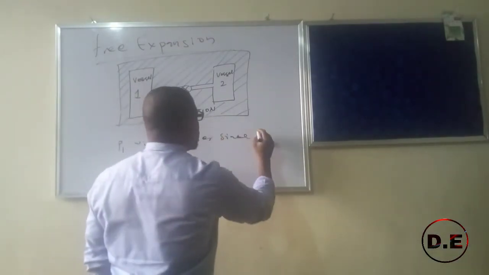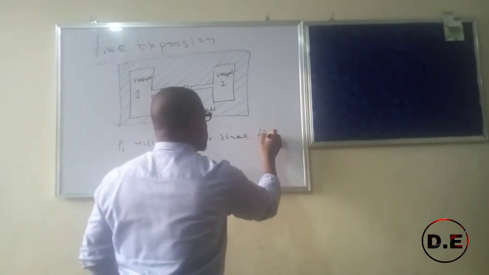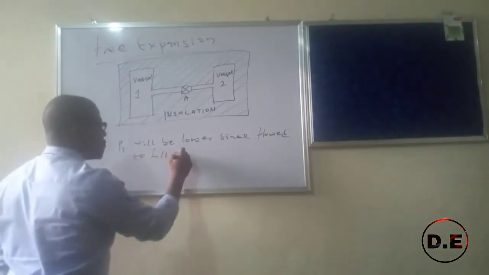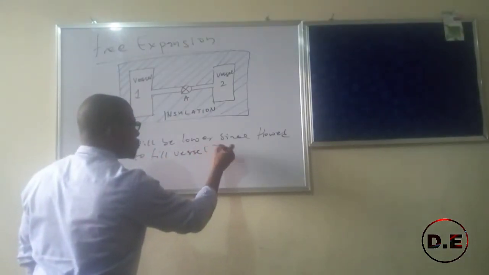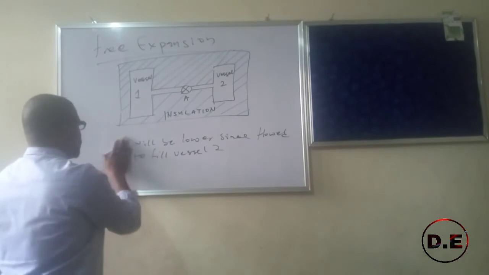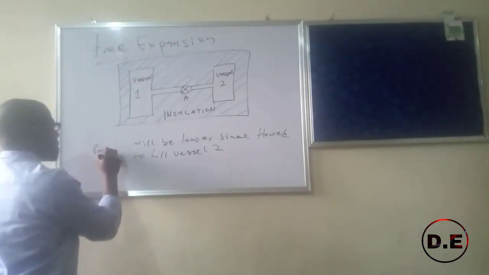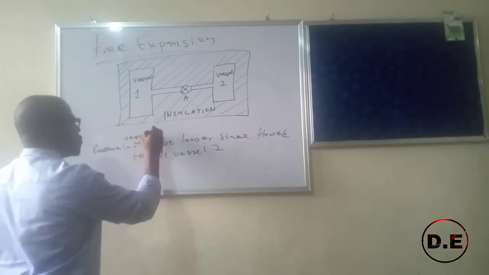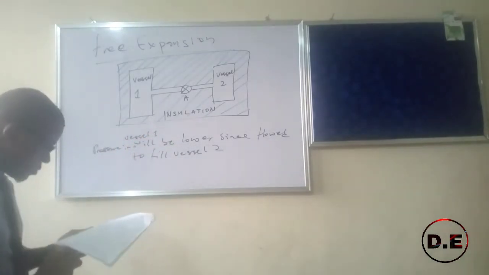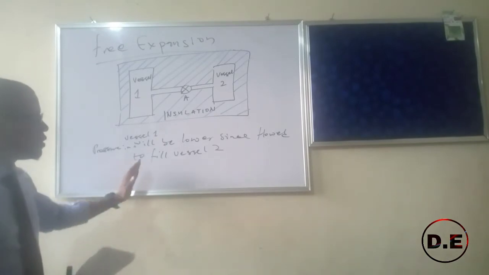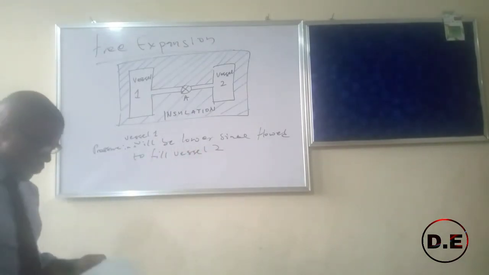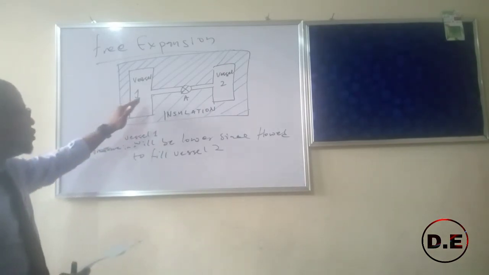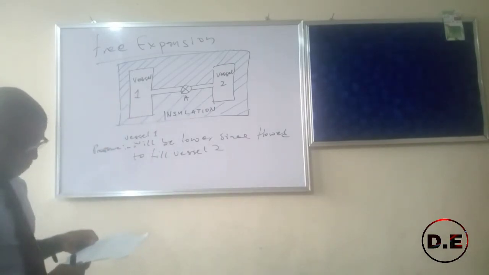P1 will be lower, that is, the pressure in vessel 1 will be lower since it has flowed to fill vessel 2. So it will be lower than the initial pressure that it had.